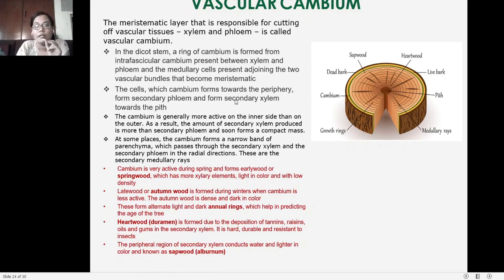Now this ring becomes meristematic, that is, it will be involved in growth. After this ring becomes meristematic, it gives rise to secondary phloem and secondary xylem. The secondary phloem is developed towards the periphery, that is on the outer side, and the secondary xylem is formed towards the pith, that is on the inner side.